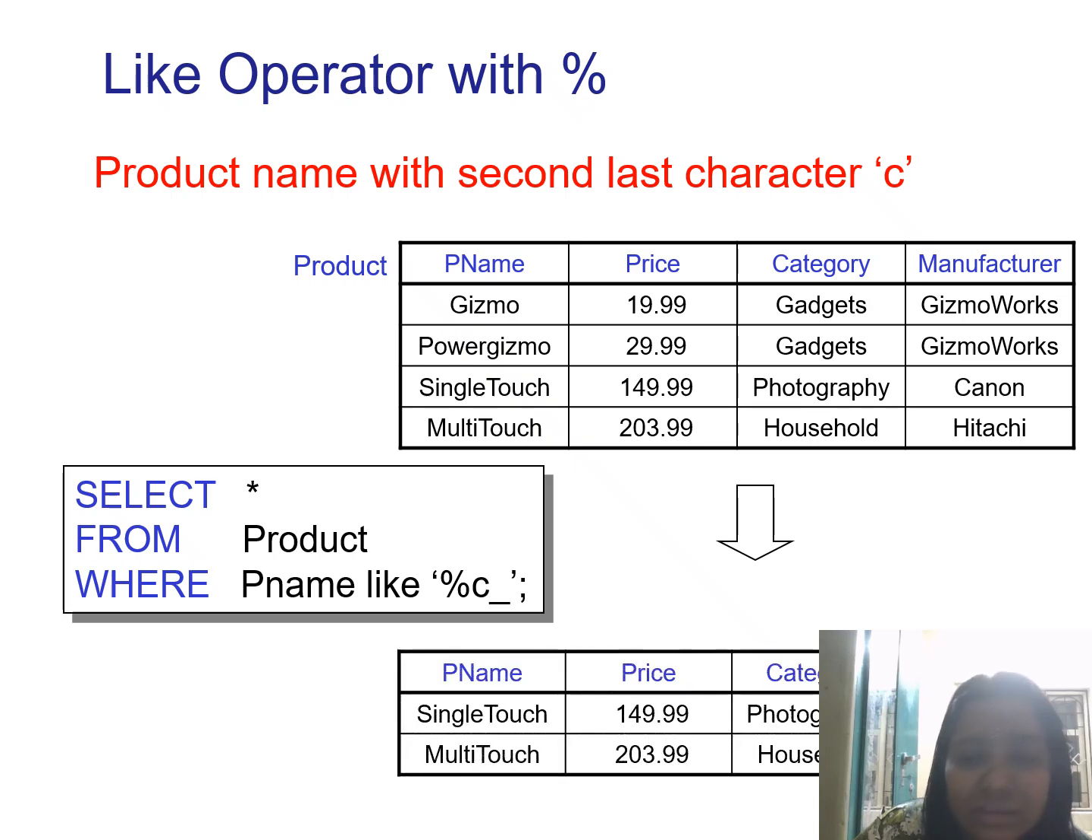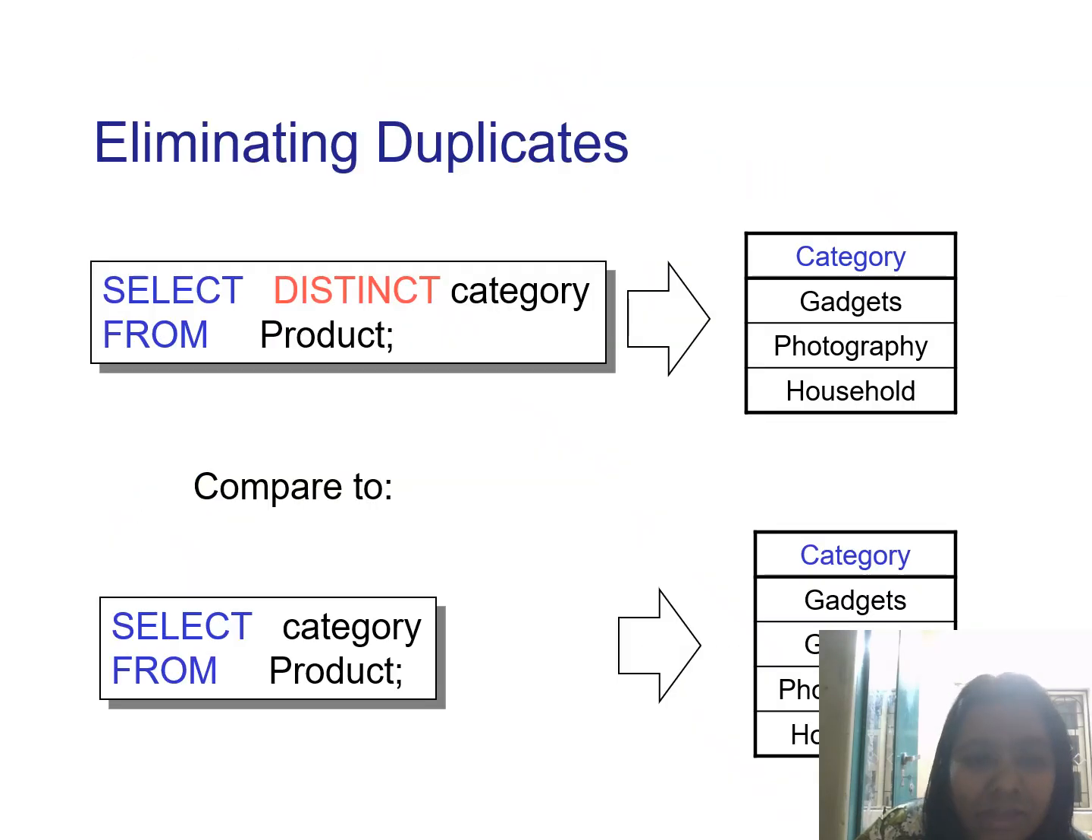With the C, Canon. So this is also about eliminating duplicates in the databases.